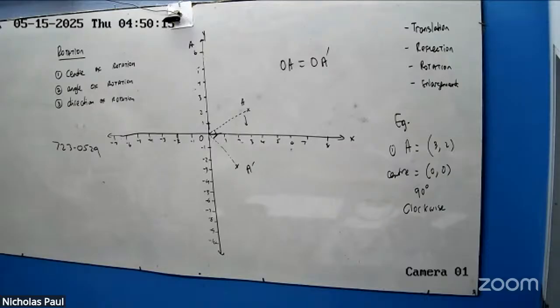Averaging 90, we're averaging 90. If you all did it properly, it should be at the point 2, minus 3.